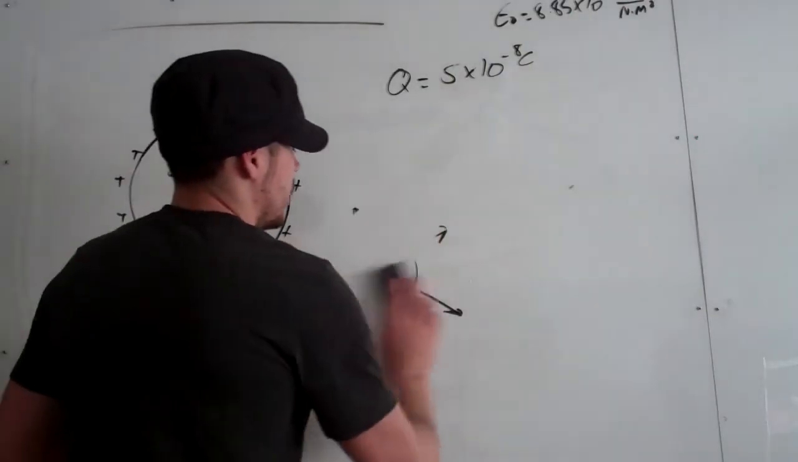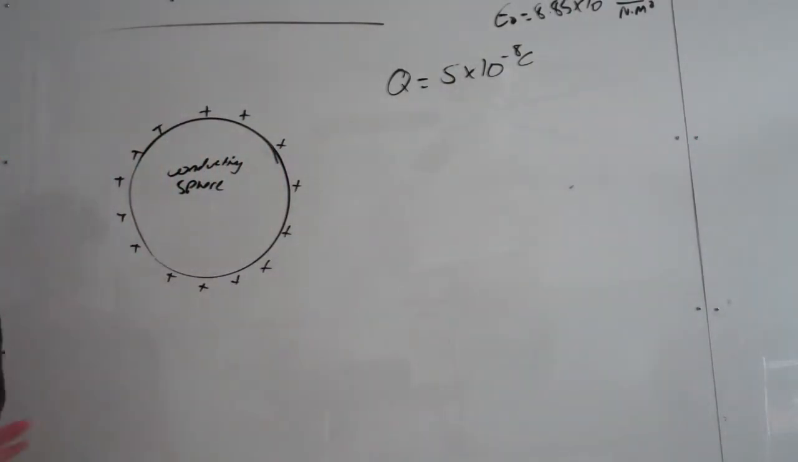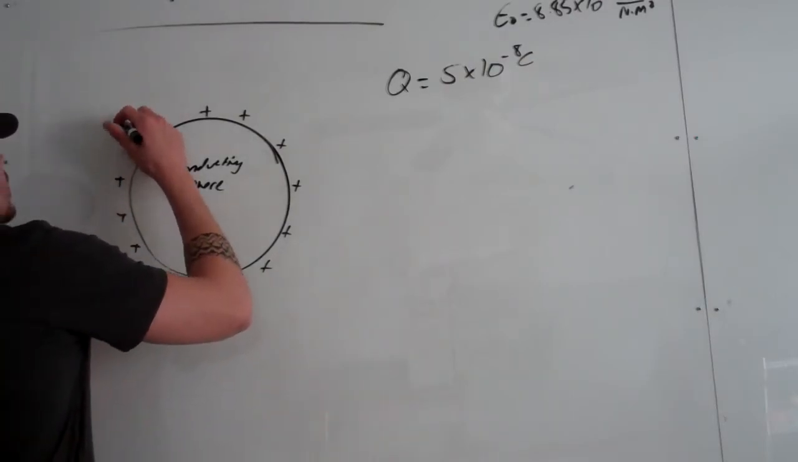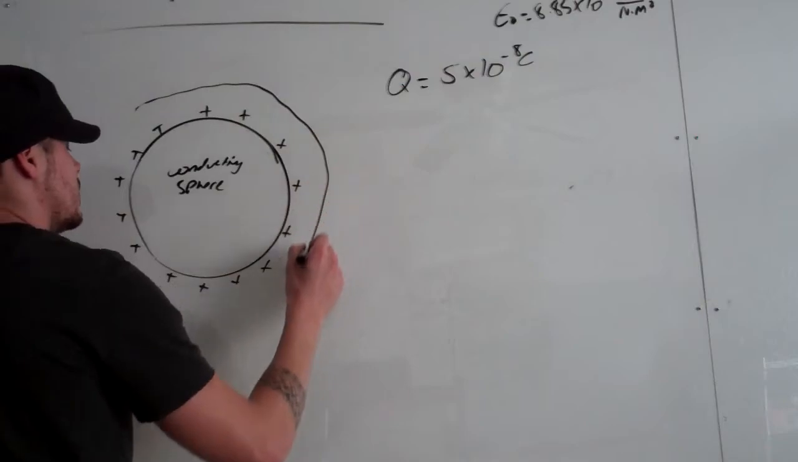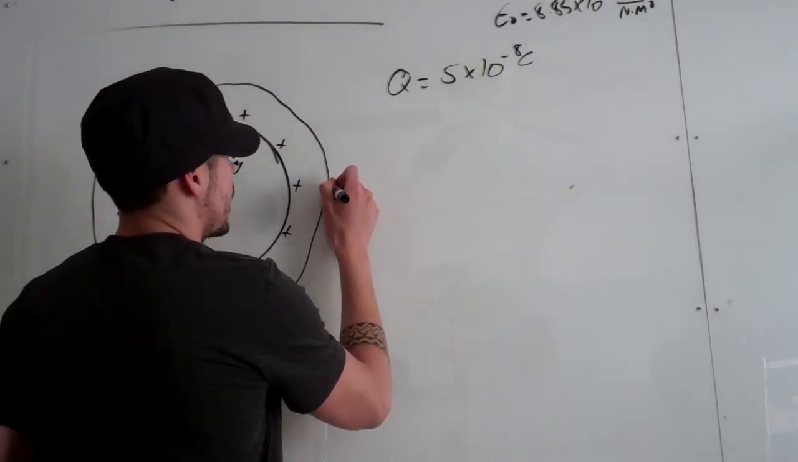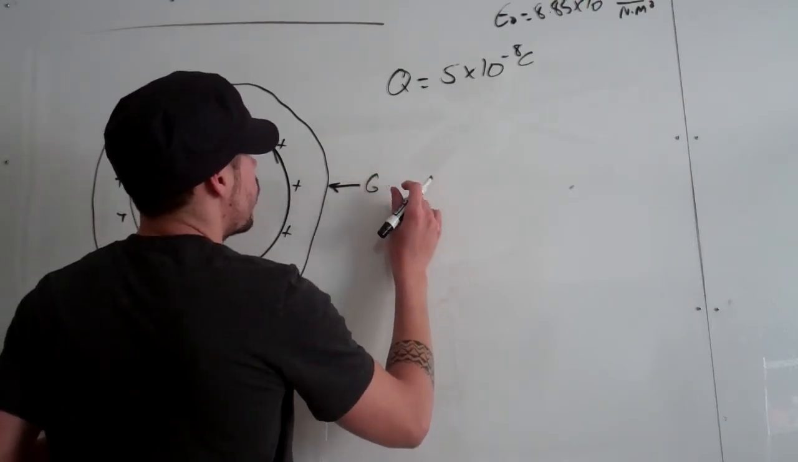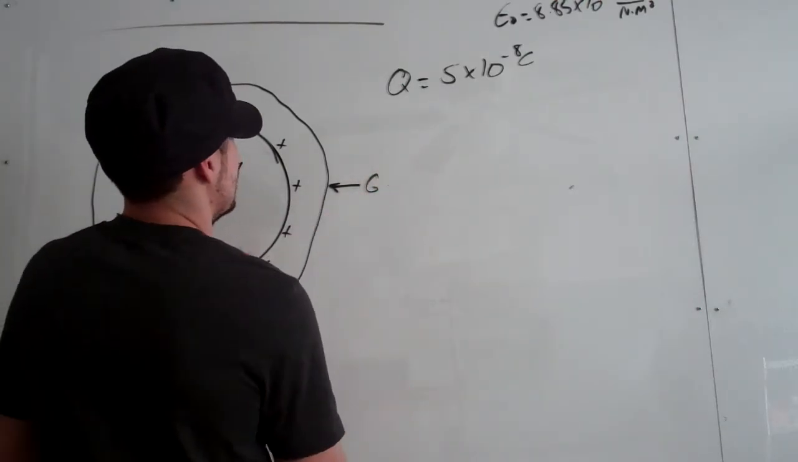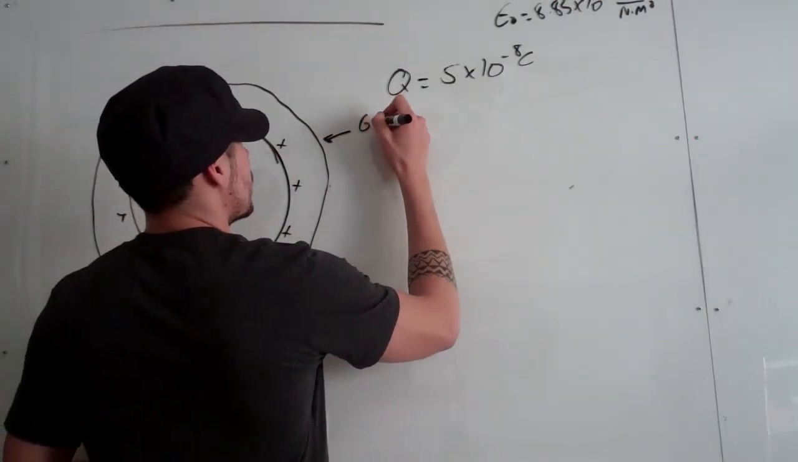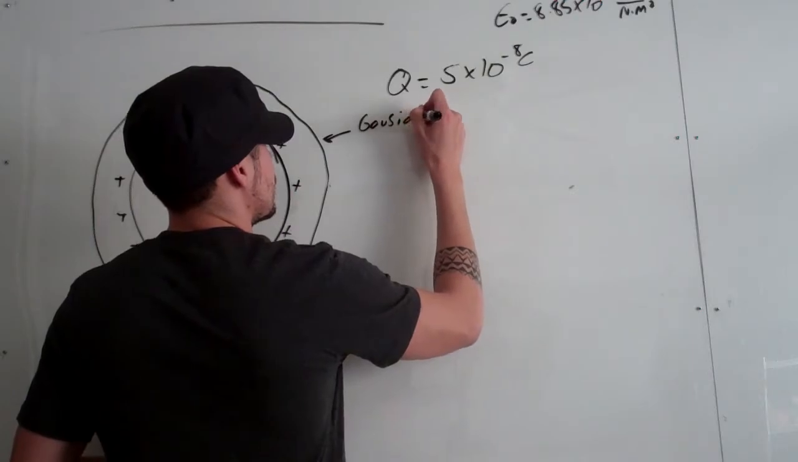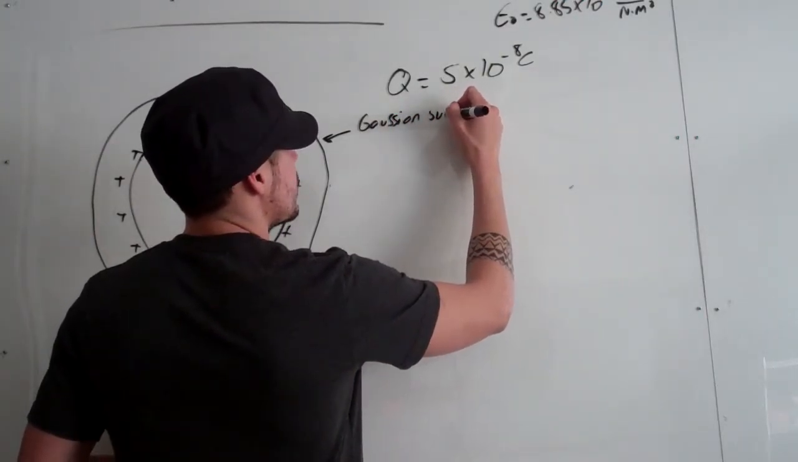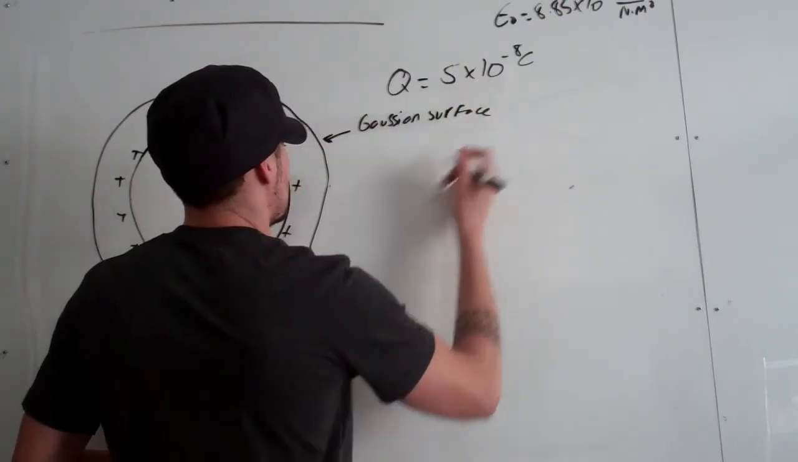So now, in order to use Gauss's law in this particular case, we actually want to draw a Gaussian surface, and let's call this our Gaussian surface. It's sort of a circle. Let's write it up here. Gaussian surface. And actually I misspelled that, I think. Okay. So here's our Gaussian surface.